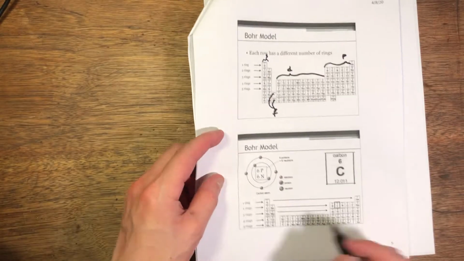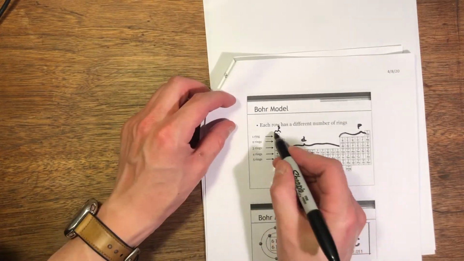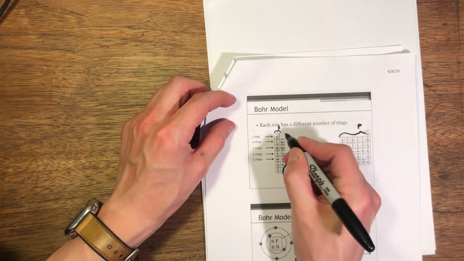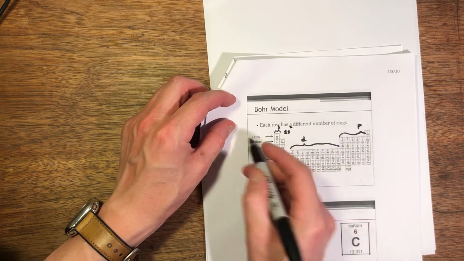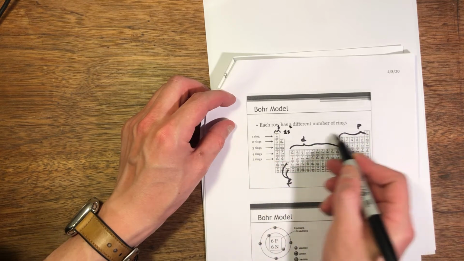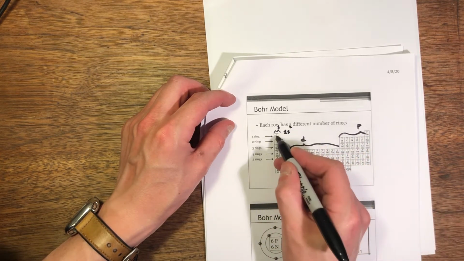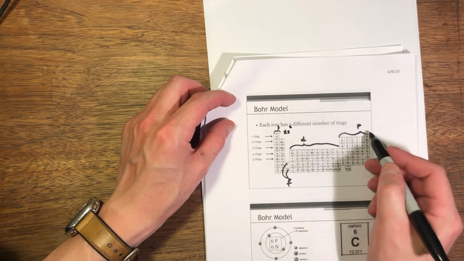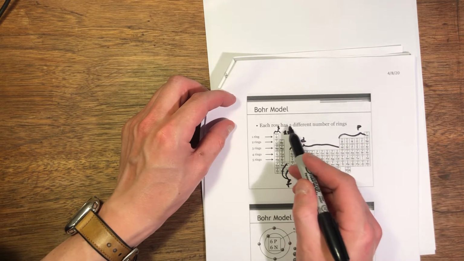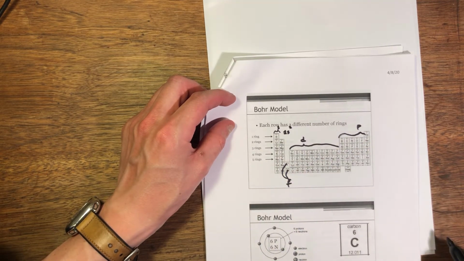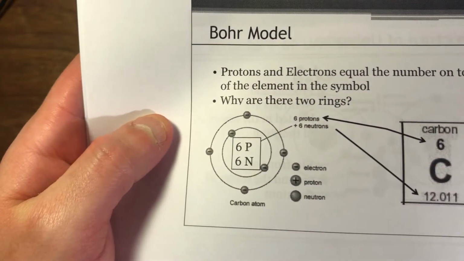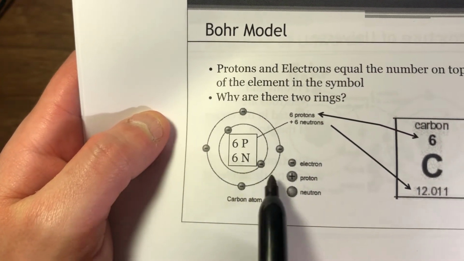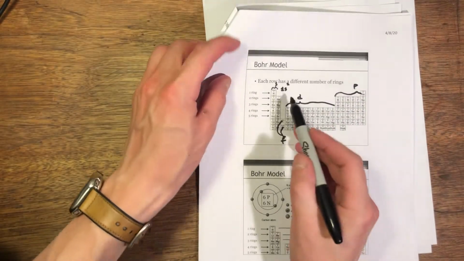Right? So back to here, this first row consists of what? It consists of just one S, and that can hold 2, right? So this first row has hydrogen and helium, which have 1 and 2, and we know the first ring, or the first orbital, holds 2. That's why carbon's first ring only holds 2, because that refers to our 1s.